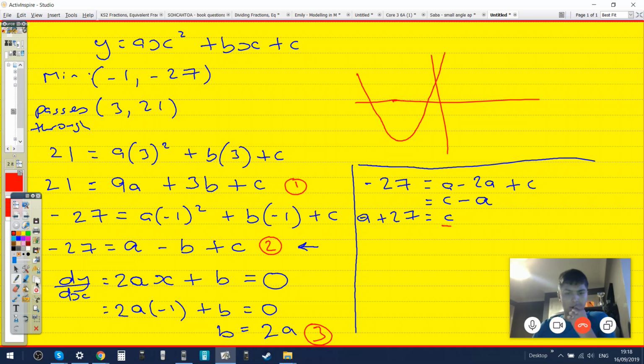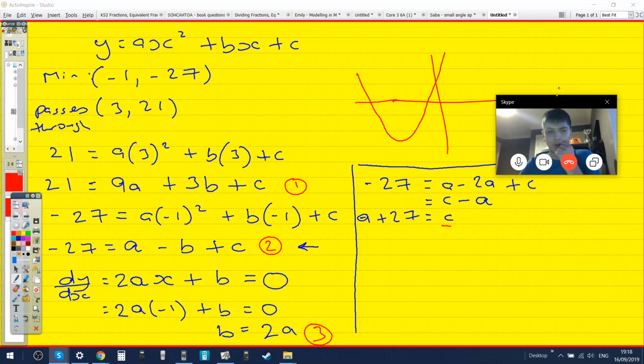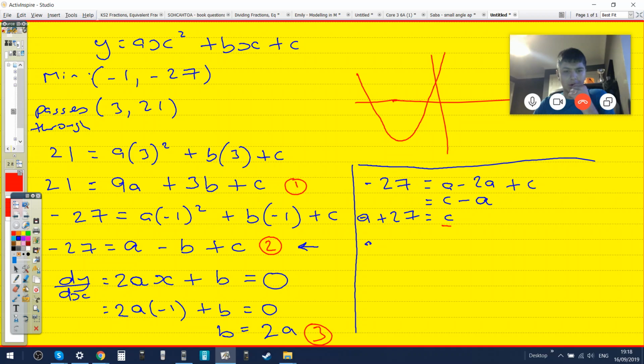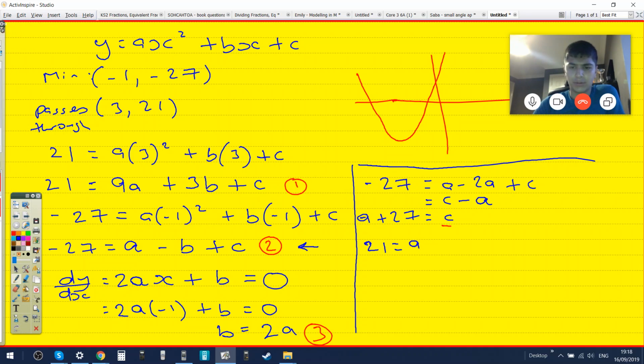So then equation 1. Okay, so 21 equals 9 times... Oh wait, we're trying to find out a now, aren't we? Yeah. So 21 equals 9a plus 3 times 2a, and then plus a plus 27. Yeah, and that should be minus 27, my mistake. Yes, and that's what we're solving. Okay, so 20.